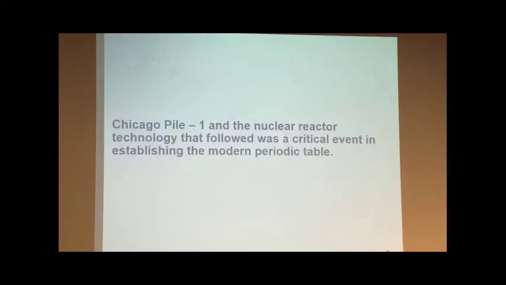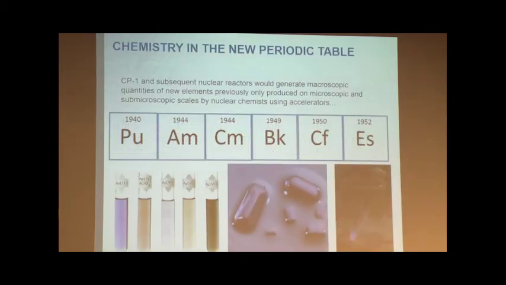So I'll state here in the middle of this talk that Chicago Pile 1, CP1, and the nuclear reactor technology that followed was a critical event in establishing the modern periodic table. And so I'll comment on that. If we look now at chemistry in the new periodic table, Chicago Pile 1 and subsequent nuclear reactors would actually generate macroscopic quantities of new elements. At the time of the Metallurgical Laboratory, they had produced fractions of a microgram of plutonium, and they were trying to develop industrial scale separations processes based on the availability of microgram quantities of this material.